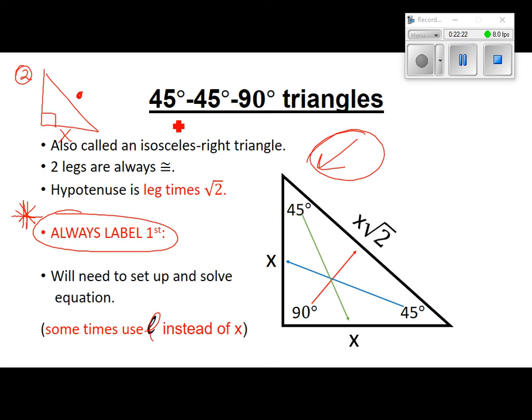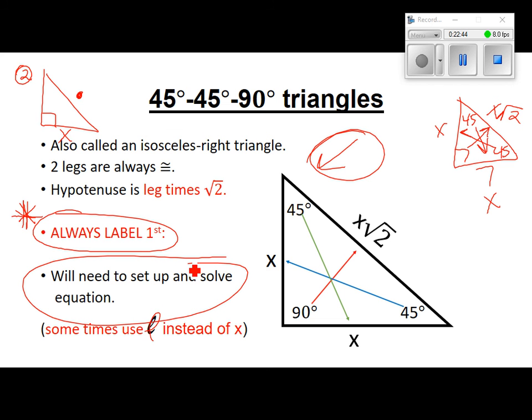So if I gave you a triangle, and this triangle is a 45, 45, 90 triangle, and I told you this side over here was 7. That side's going to be labeled X. That side's going to be labeled X. That side's going to be labeled X times the square root of 2. We look at this right here, and what you're going to do every single time is set up an equation. Now some of these equations are going to be really, really easy, and Lane's going to like them. And this is one of them.